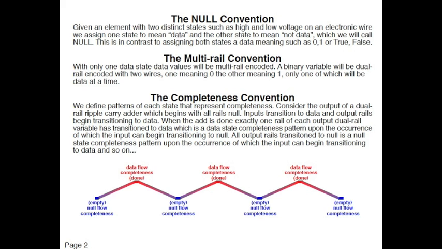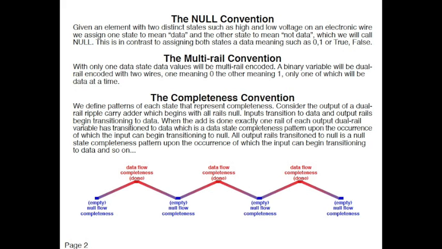We begin with the first principles, basic structures, and terminology. The first principle is the null convention. Given an element with two distinct states, such as an electronic element with high voltage and low voltage, we assign one state to mean data and the other state to mean not data, which we will call null. This is in contrast to the common practice of assigning both states a data meaning.